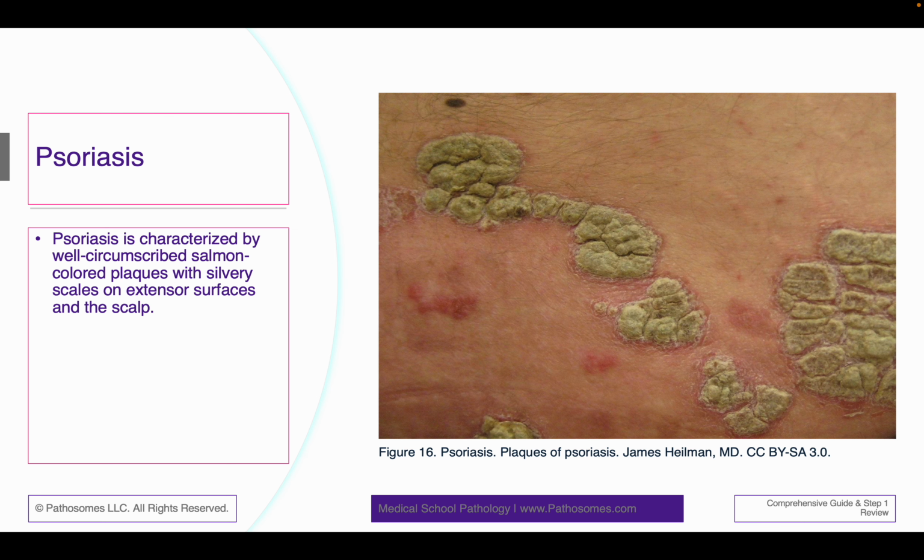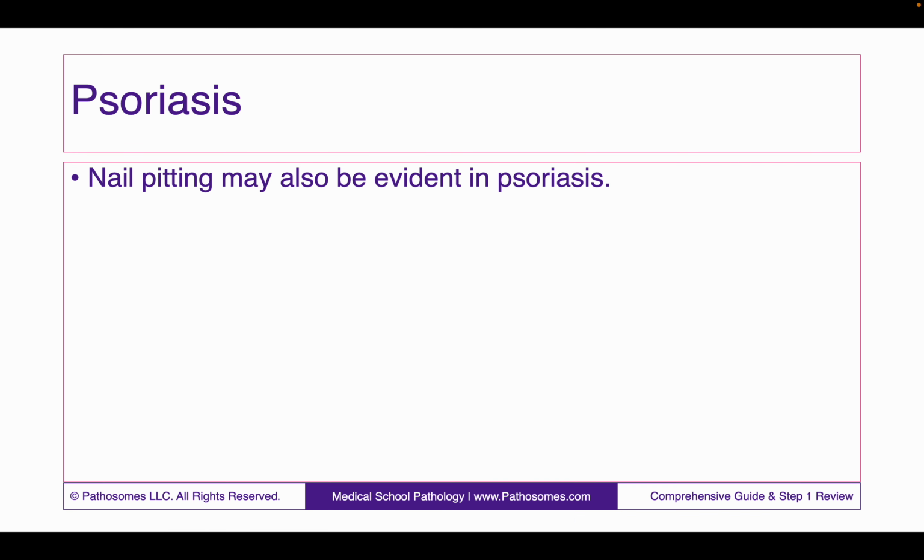Now psoriasis. Psoriasis is characterized by well-circumscribed salmon-colored plaques with silvery scales on extensor surfaces and the scalp. Nail pitting may also be evident in psoriasis. Make sure you do a thorough examination.